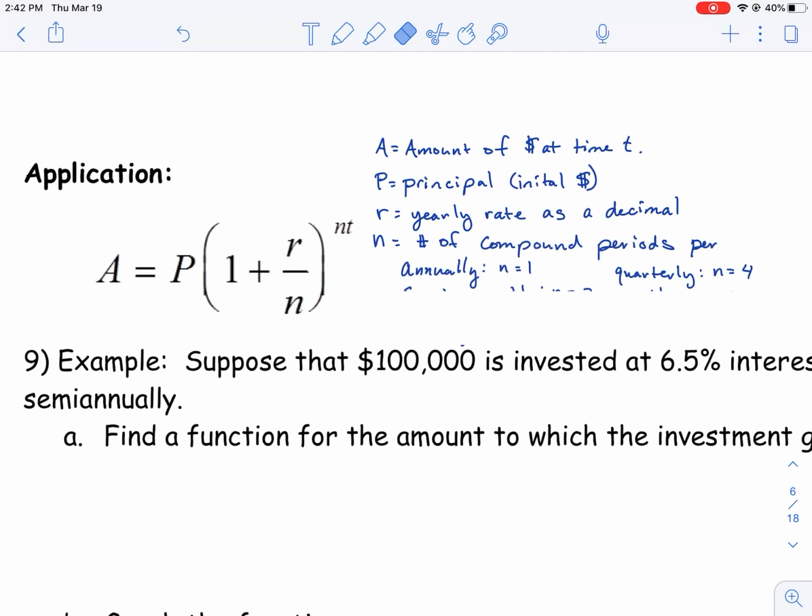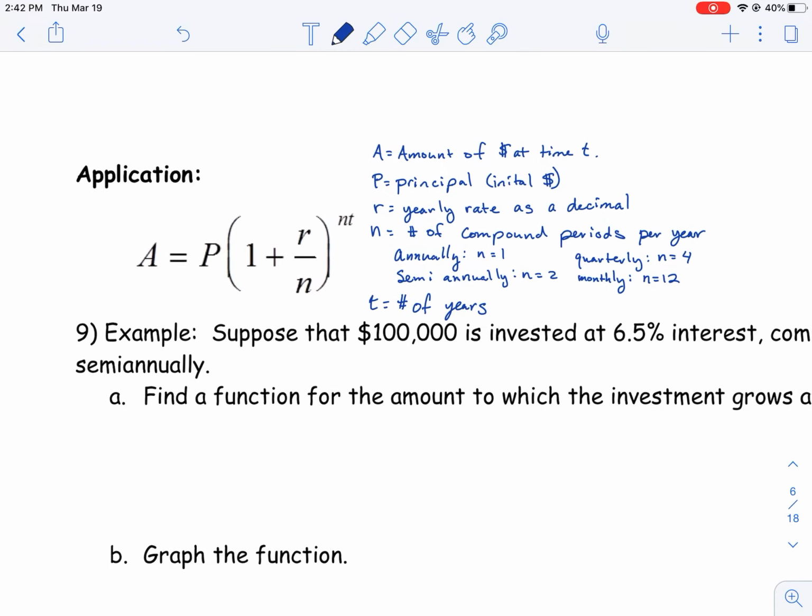N is the number of compound periods per year. What that means is how often they calculate the interest, and that is calculated at different times. When compounded annually, N is just 1. Semi-annually, it's 2. If it's compounded quarterly, it's 4. And monthly, it's 12. It will say in the problem how it's compounded. And T is the number of years.